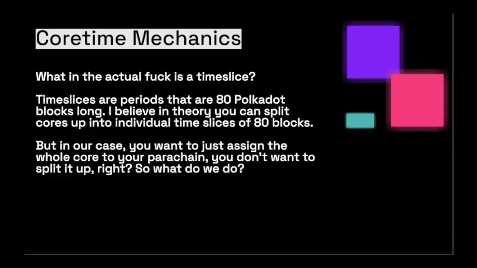So what in the actual heck is a time slice? Time slices are periods that are, as far as I know, 80 Polkadot blocks long. I believe in theory you can split cores up to individual time slices of 80 blocks. Don't quote me on that though. But in our case, you've bought a core, you just want to assign that core to your parachain. You don't want to split it up, so how do we do that?